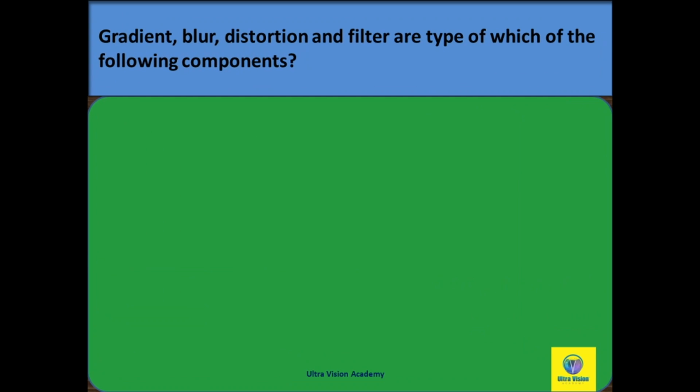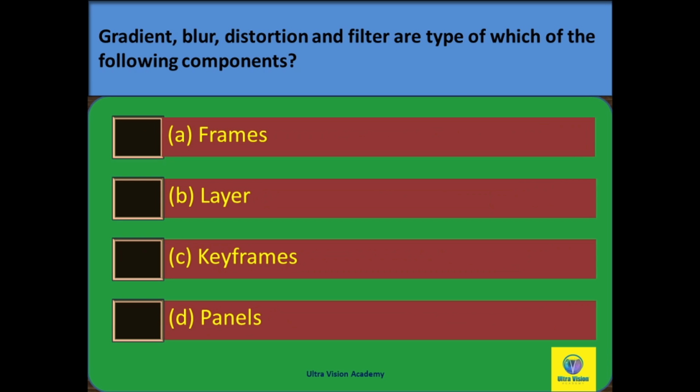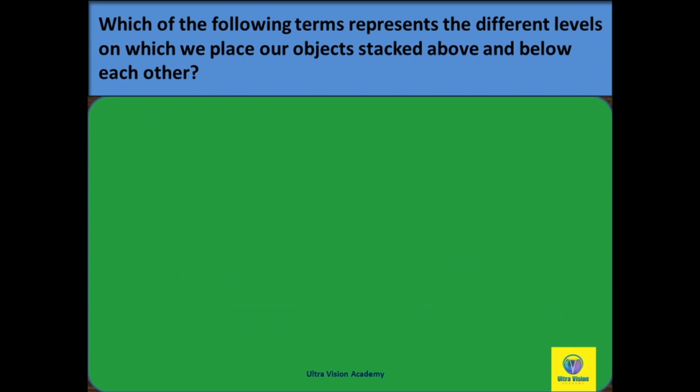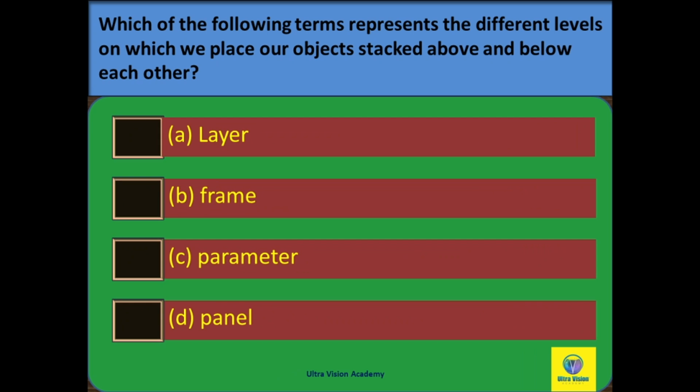Now gradient, blur, distortion, and filter are types of which of the following components? Well, the options are frames, layers, keyframes, or panels. Actually all these are layers, different layers. So the answer is layer. Now next question, which term represents the different levels on which we place our objects? This is repeated. So the answer is layer.